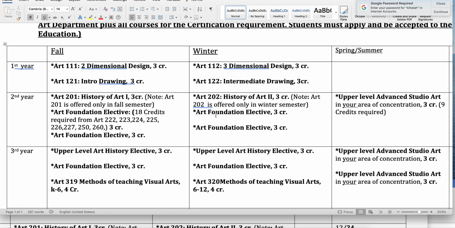Not that the BA in graphic design is not busy, they're busy too. But as you can see, you have to take a bunch of foundation courses: printmaking, photography, sculpture. You have to take all that. Our advanced foundation elective courses are written over here. If you want to, you can take some of the upper level here. Since I can't offer them in spring and summer, you just have to take them over here.